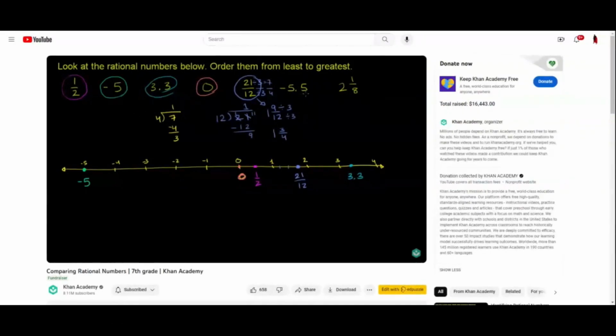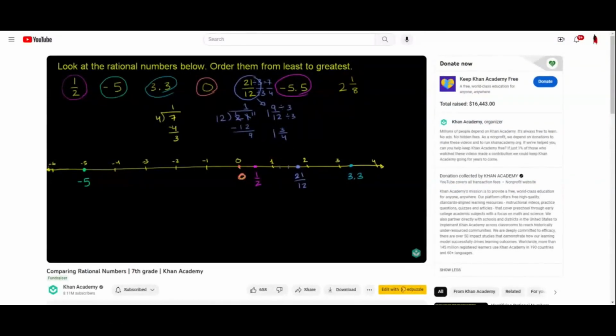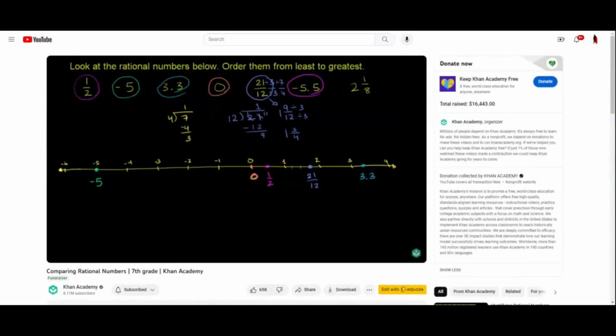Negative 5.5. I'll do that in magenta again. Running out of colors. Well, this is negative 5. So negative 5.5 is going to be between negative 5 and negative 6. So let me add negative 6 to our number line right here, just to make it clear. Let me go a little bit further. Let's say that this is negative 6. Our number line will keep going to smaller values. Scroll to the left a little bit. If we go to negative 5.5, it's smack dab in between negative 5 and negative 6. So this is negative 5.5 right over there.